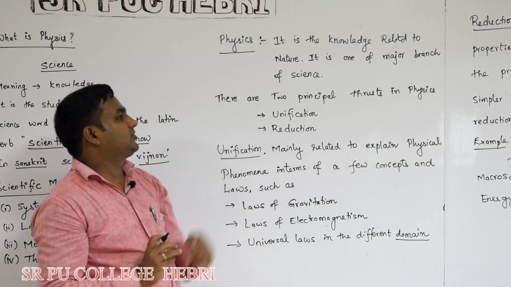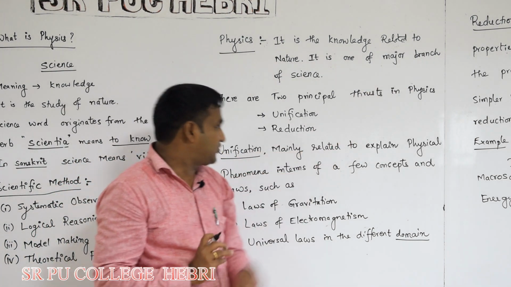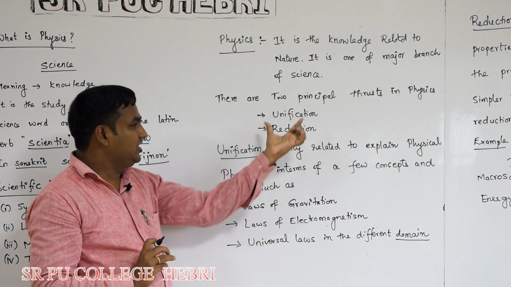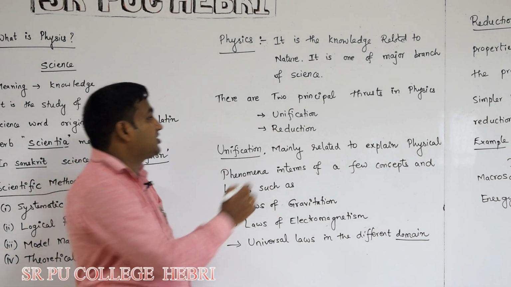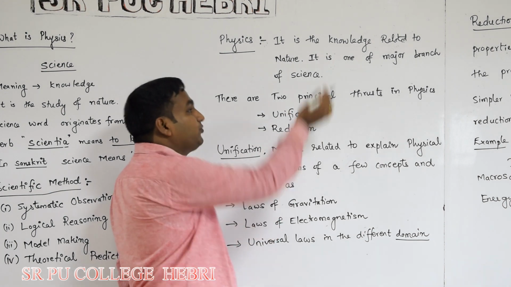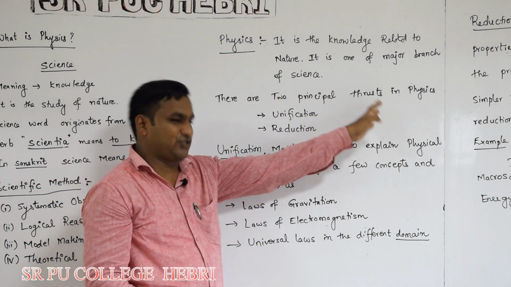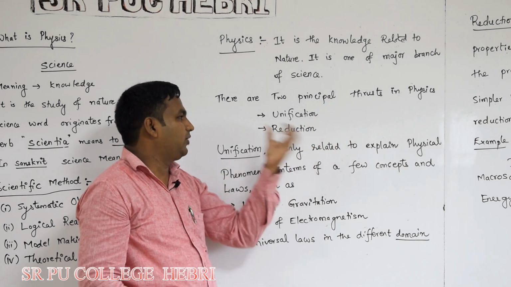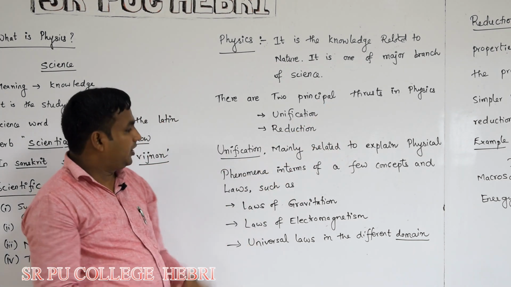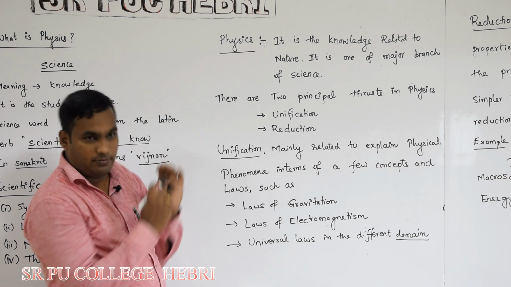There are two principal thrusts in physics. First one is unification, second one is reduction. These are the two important thrusts used in physics, that we call principal thrusts. First one is unification, second one is reduction. Dear student, we will come across unification and reduction separately.